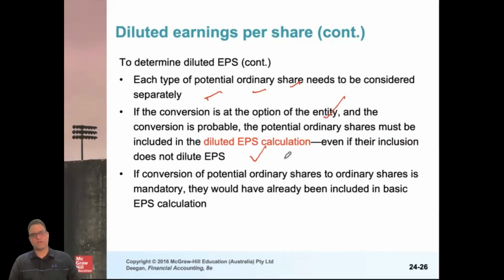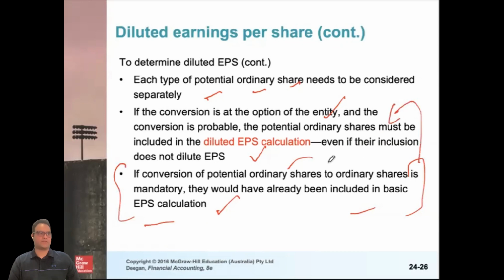If the conversion of the potential ordinary shares to ordinary shares is mandatory, then they have already been included in the basic EPS calculation, so we don't need to calculate the diluted EPS. Why? Because it is mandatory for these shares to be converted. But if the conversion is optional, then we have to calculate and show separately the basic EPS and the diluted EPS.